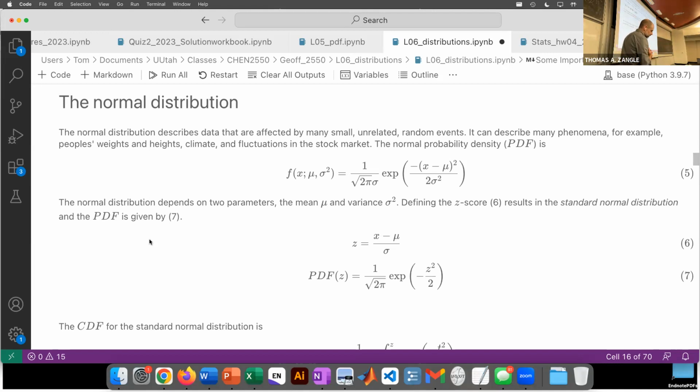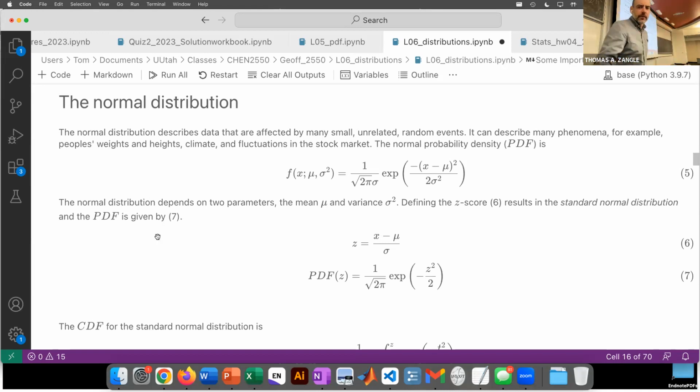The places where it comes from is actually kind of interesting math. But the end result is that the normal distribution is something that we see all the time in real data. So the thing for you to know here is just that when we have many small unrelated random events, the distribution that we tend to see is the normal distribution.